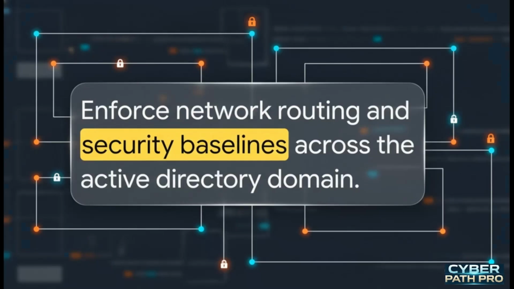A really prime example of this is using DNS group policy settings. This lets us dictate exactly how network traffic, AD search technologies, and identity requests are routed securely across the environment. By enforcing these routing and security baselines right at the domain level, we're guaranteeing that all those complex Kerberos handshakes and domain controller replications we just talked about are happening over trusted, tightly monitored pathways.